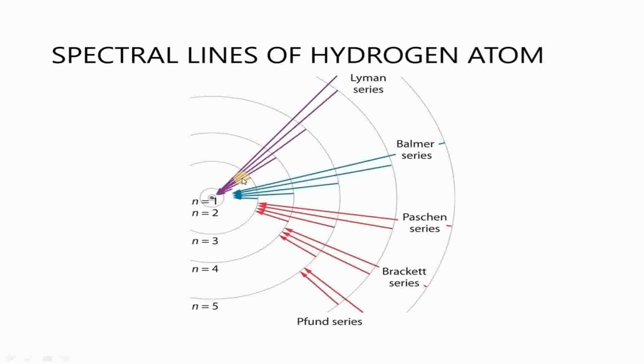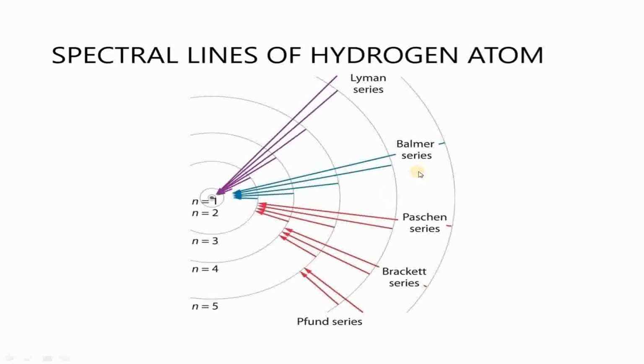Here, the electron transition takes place from n is equal to or greater than 2 to n is equal to 1. As you can see here, the first one is n is equal to 1. Transition takes place from n is equal to 2 to n is equal to 1, n is equal to 3 to n is equal to 1, n is equal to 4 to n is equal to 1, and so on. This series we call the Lyman series. The Lyman series belongs to the ultraviolet region of the electromagnetic spectrum.